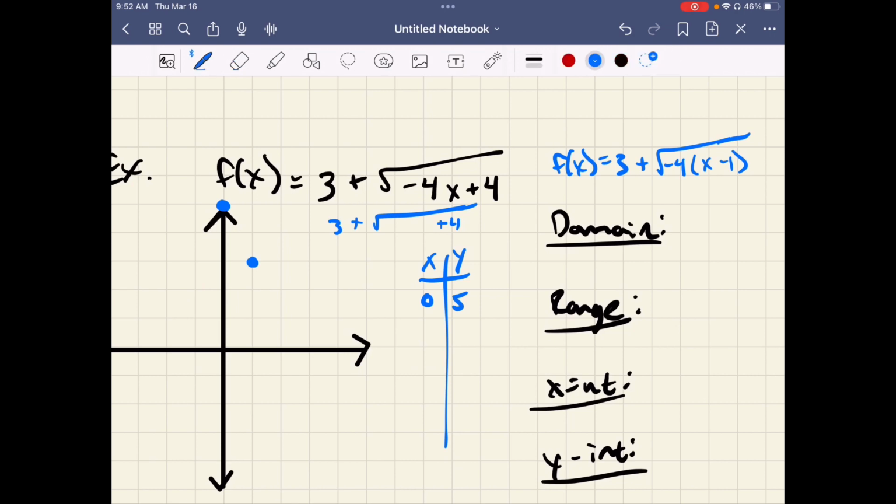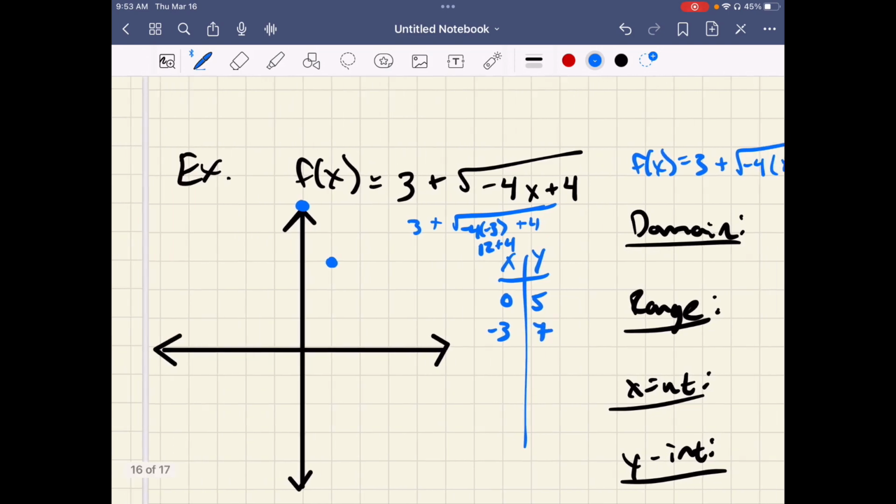So now instead of a positive 2, let's try negative 2. So I got negative 4 times negative 2, which would give me positive 8 plus 4, the square root of 12. Square root of 12, that's not a whole number, so I don't want to use that one. So now what if I use a negative 3? So I got negative 4 times negative 3, which is positive 12 plus 4. Well, that's 16. Square root of 16 is 4. 4 plus 3 is 7.